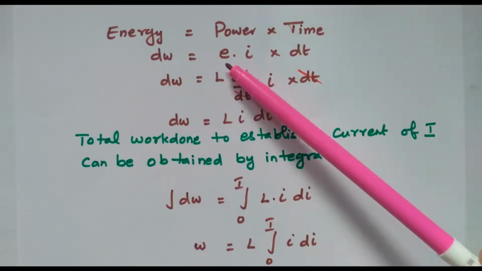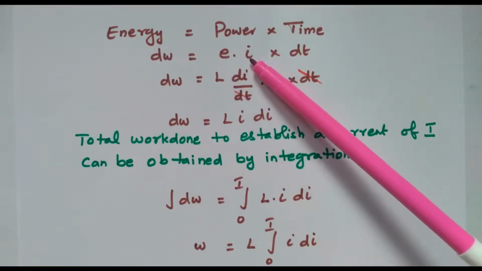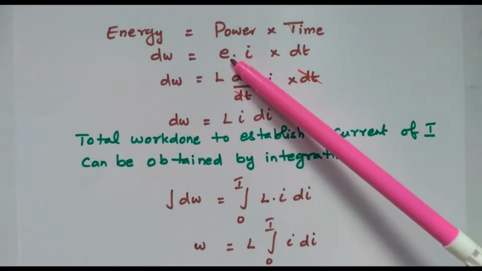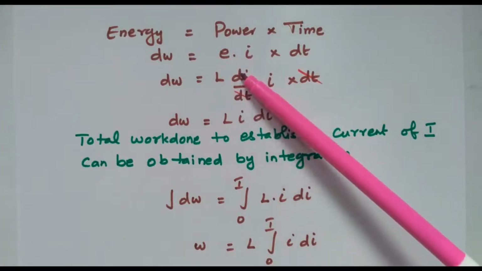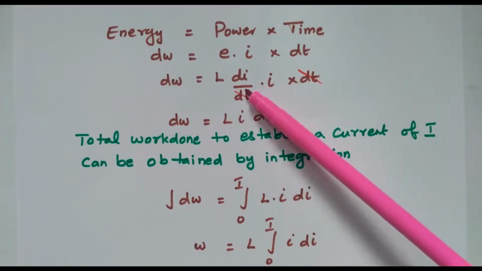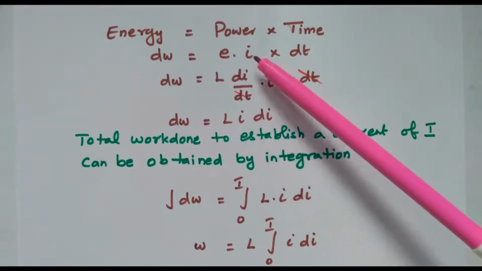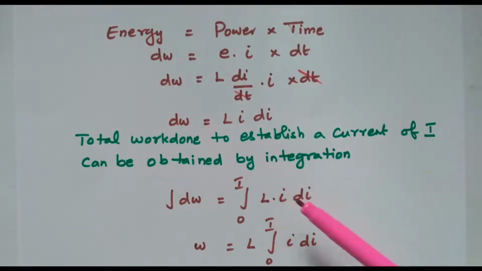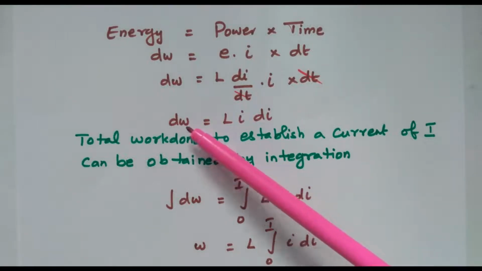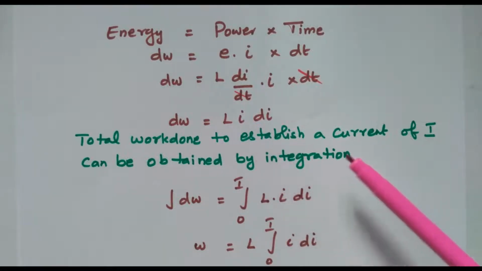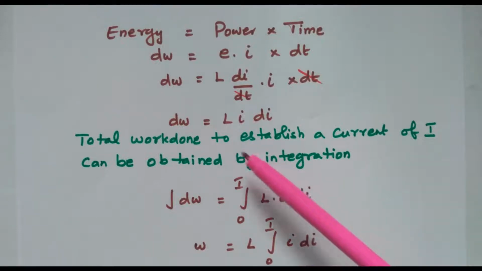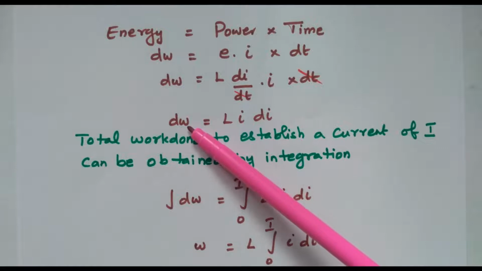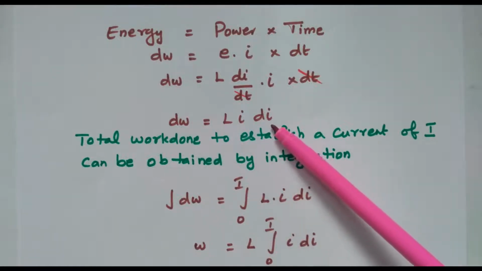So the power is nothing but voltage into current, EMF induced into current, into time is dt. Right? This EMF induced in the inductor is L di by dt. Just now we discussed this formula, L di by dt into i into dt. So this dt got cancelled. So what we have? dW equal to Li into di. Right? So this is the work done due to the small current di. Work done, dW means small work done by the small current.